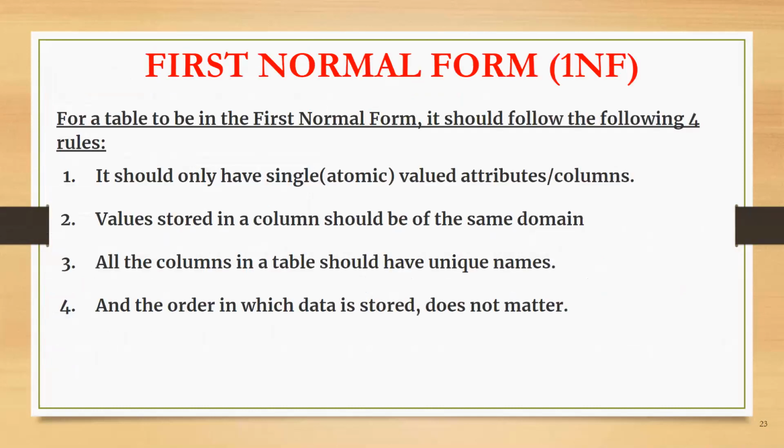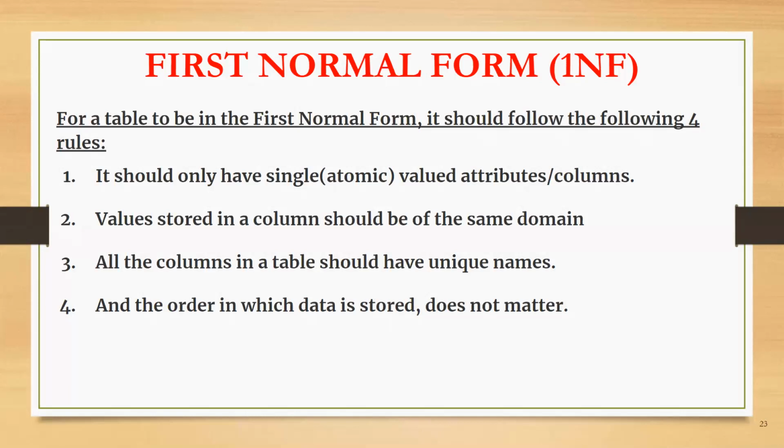Next, we are moving to normalization types. There are 4 types of normalization: first normal form, second normal form, third normal form, and BCNF. We are going to take an example and understand each of them in detail.